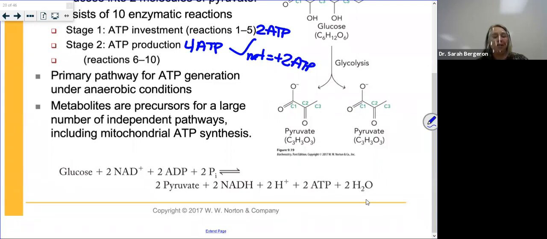Okay, so make sure that you can recognize the difference between the overall reaction for cellular respiration versus glycolysis alone, right?